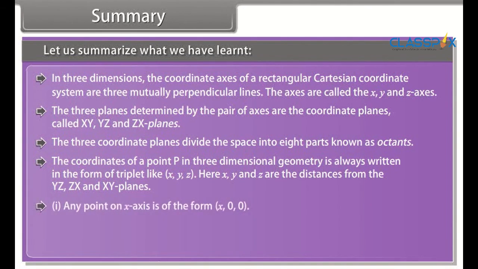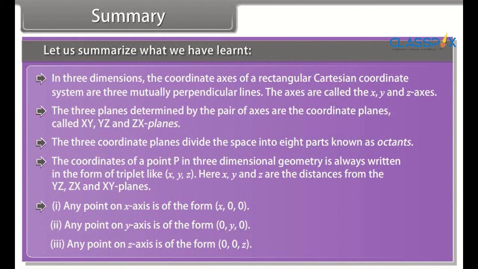Any point on the x-axis is of the form (x, 0, 0). Any point on the y-axis is of the form (0, y, 0). Any point on the z-axis is of the form (0, 0, z).